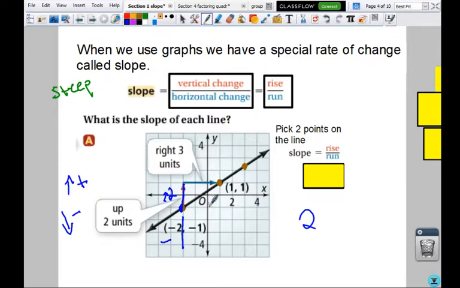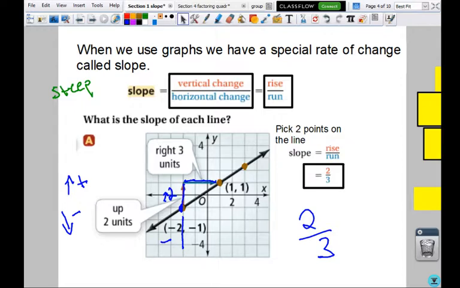So it's up 2, and then from there, I need to figure out how far to the right I need to go to my right point here, which is 1, 2, 3. This one's easy, 2 over 3. My slope is 2 over 3. So the steepness of this line is up 2 over 3. So my slope, 2 over 3.